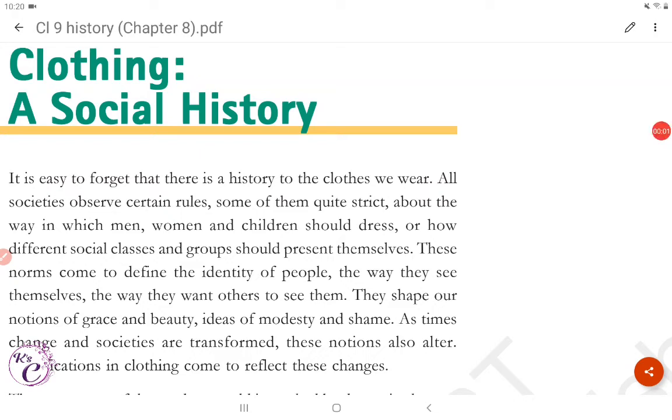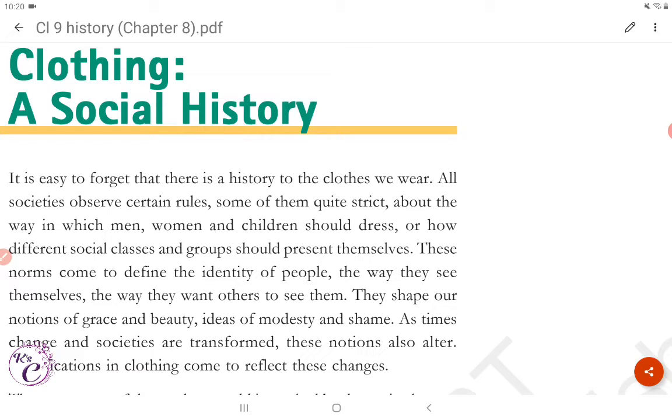Hi guys, let's start chapter number 8, that is clothing, a social history. It is easy to forget that there is a history to the clothes we wear. All societies observe certain rules, some of them quite strict, about the way in which men, women, and children should dress, or how different social classes and groups should present themselves.